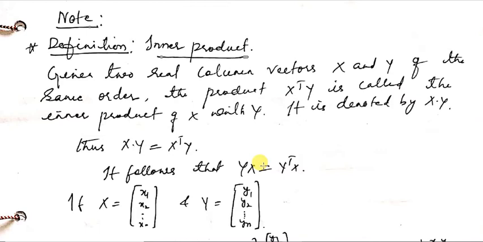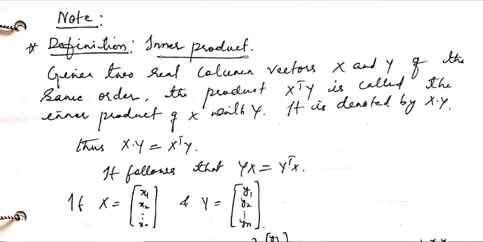So what do you mean by inner product? Given two real column vectors x and y of the same order, the product x transpose y is called the inner product of x with y, and it is denoted by x dot y. That is, x dot y is equal to x transpose y. It follows that x dot y is equal to y dot x, which is y transpose x.